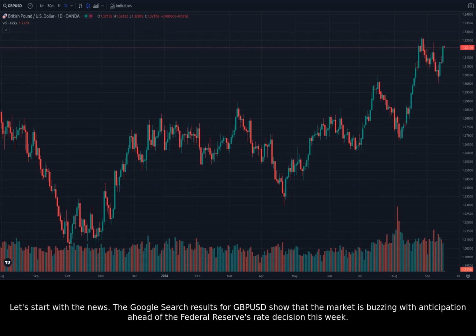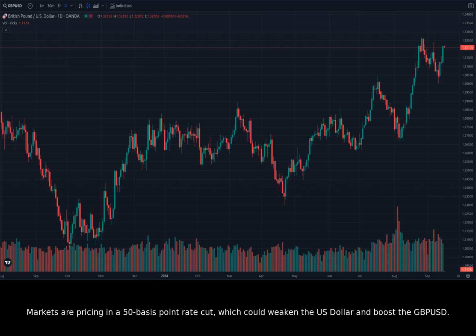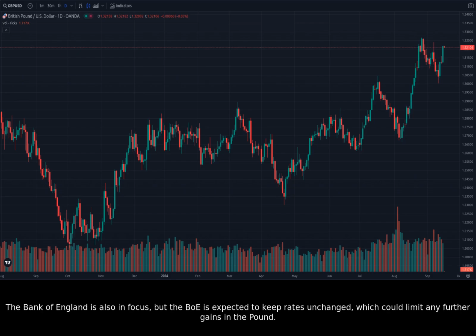The Google search results for GBPUSD show that the market is buzzing with anticipation ahead of the Federal Reserve's rate decision this week. Markets are pricing in a 50 basis point rate cut, which could weaken the US dollar and boost the GBPUSD. The Bank of England is also in focus, but the BoE is expected to keep rates unchanged, which could limit any further gains in the pound.